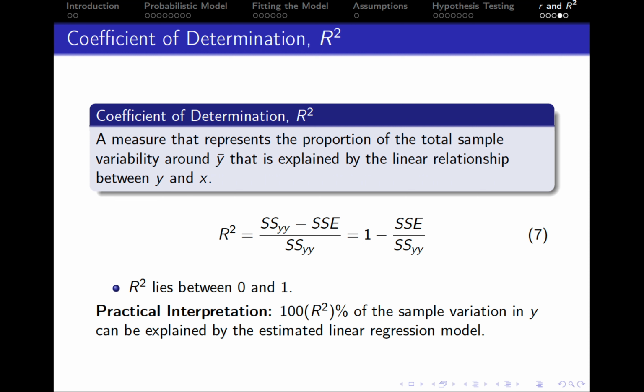Another coefficient is the coefficient of determination, and it is a measure that represents the proportion of the total sample variability around the sample mean y that is explained by the linear relationship between y and x. Here is the formula, how it is calculated, and you should remember that this measure lies between 0 and 1, so it cannot be lower than 0 and it cannot be higher than 1. And the practical interpretation of this coefficient of determination is that some percentage, estimated by this coefficient of determination, of the sample variation in the dependent variable can be explained by the estimated linear regression model.